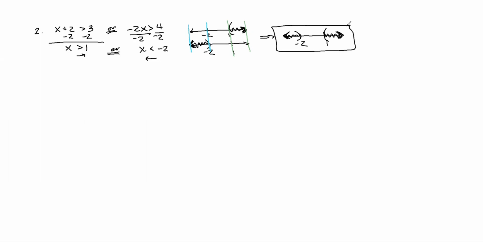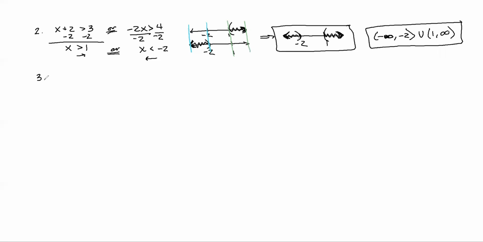This is our graph. And now for our interval, remember we're going to put everything furthest left to furthest right. So furthest left is negative infinity to negative 2 with a parenthesis. What do we have to put in between? Because we have two separate intervals here, union. And now we're going to have everything from 1 to infinity. So there's our graph, and there's our interval notation.